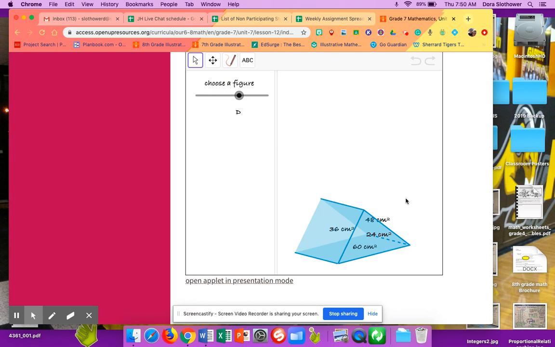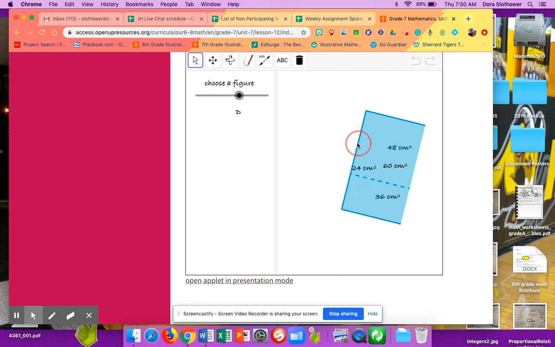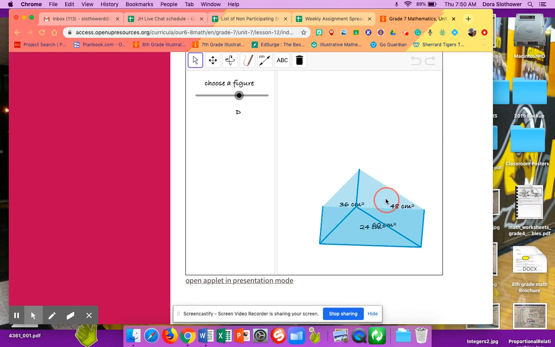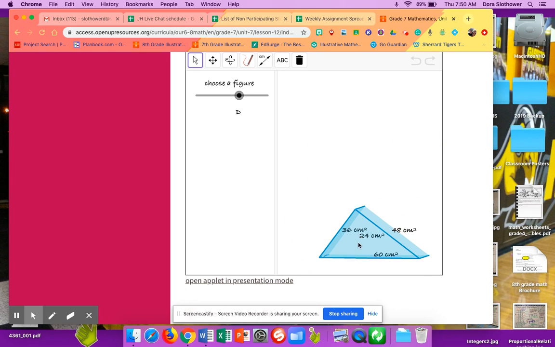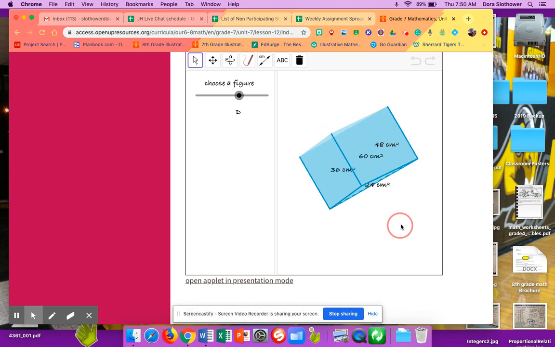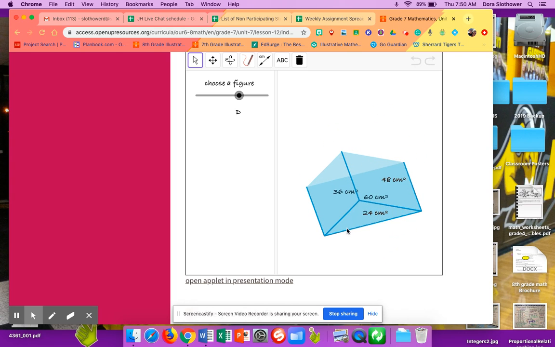Okay, is this a prism? Well, they have bases that are triangles, but all of those other faces are rectangles. So yes, it's a prism. Now here's the hard thing. It's giving us all of these different measurements. We just want to know what the area of the base is, which is right here, the triangle, which looks to be 24 centimeters. They're giving us the area of every single face. We just wanted the area of the base, which is 24.